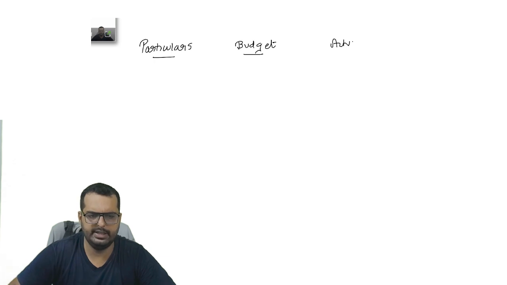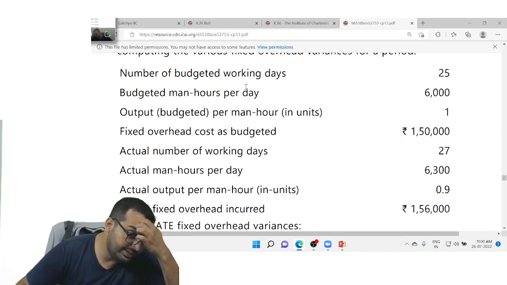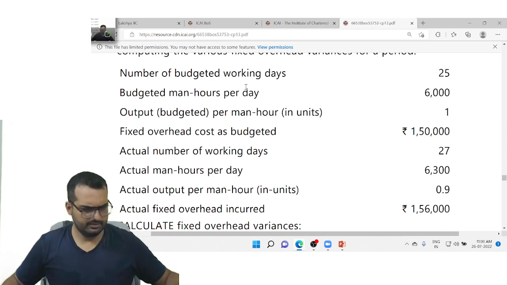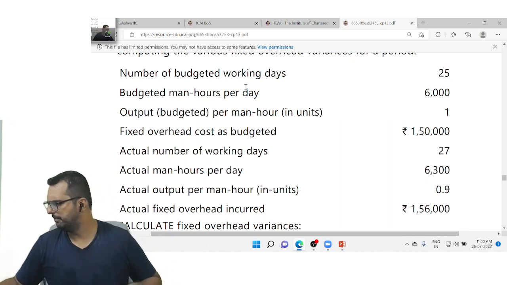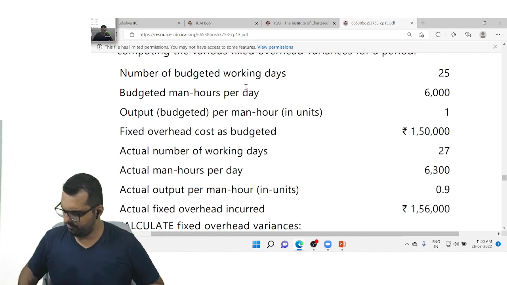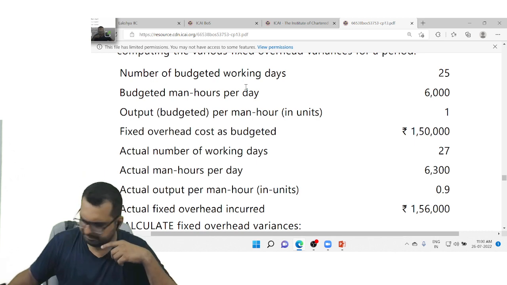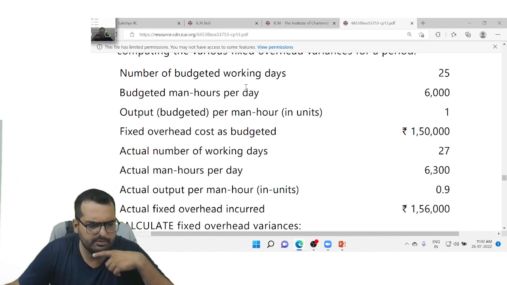You will have budget and then you will have actual. All right. So friends, 25 days, 6,000 man hours per day. If I take, that is 1,50,000 man hours.